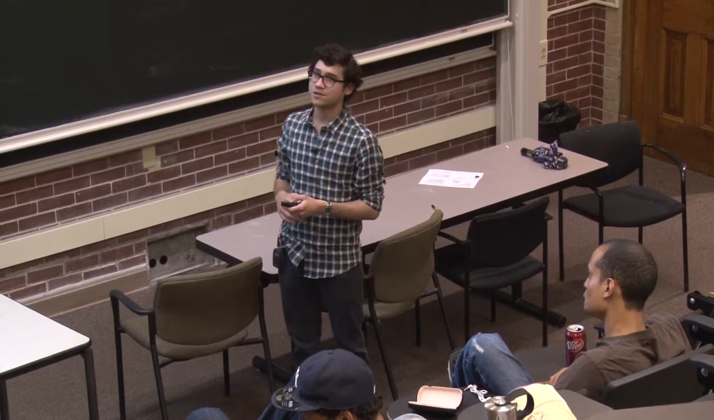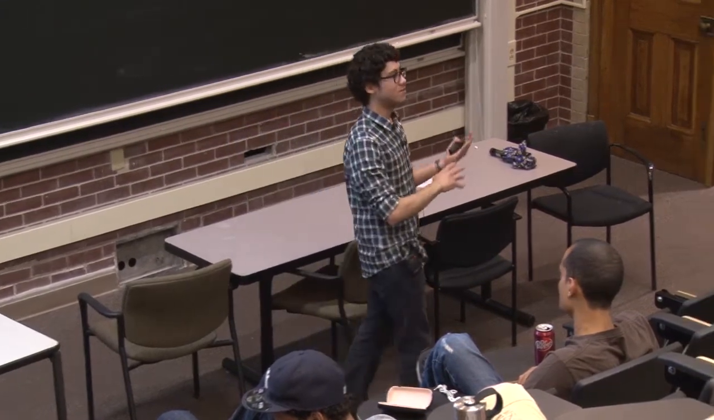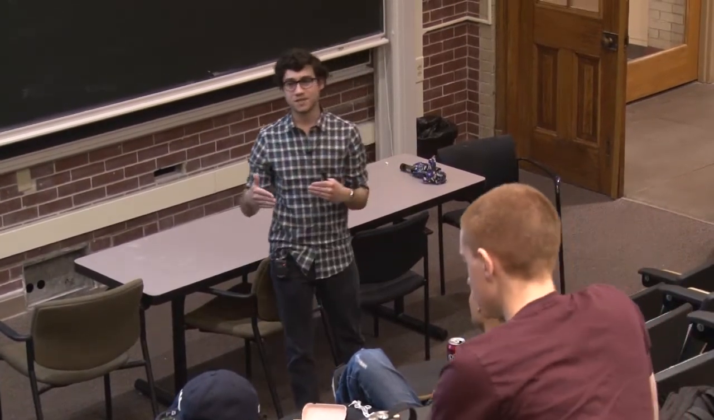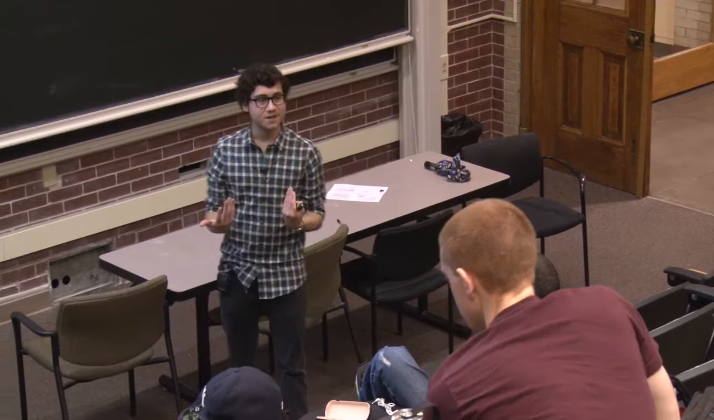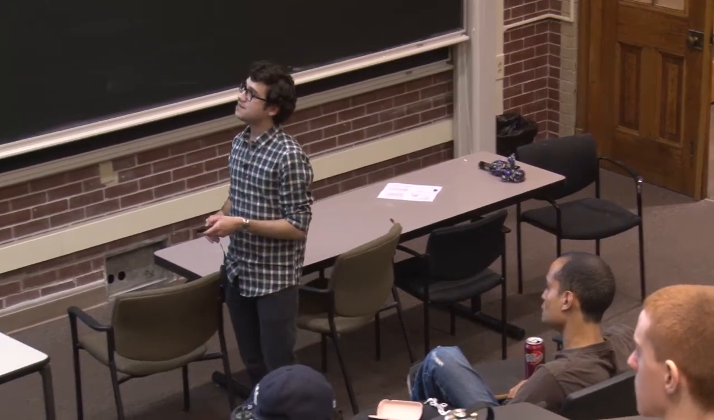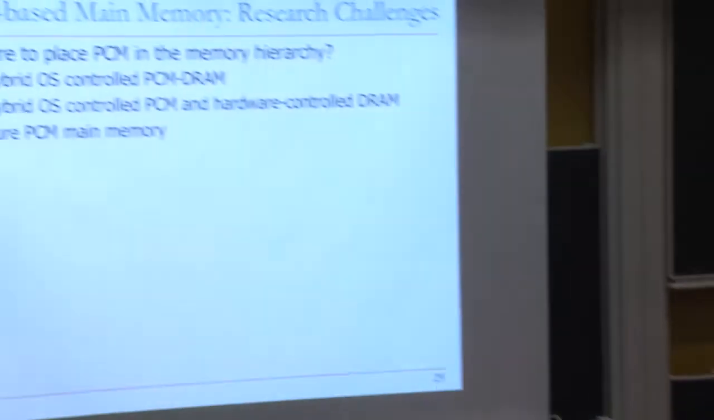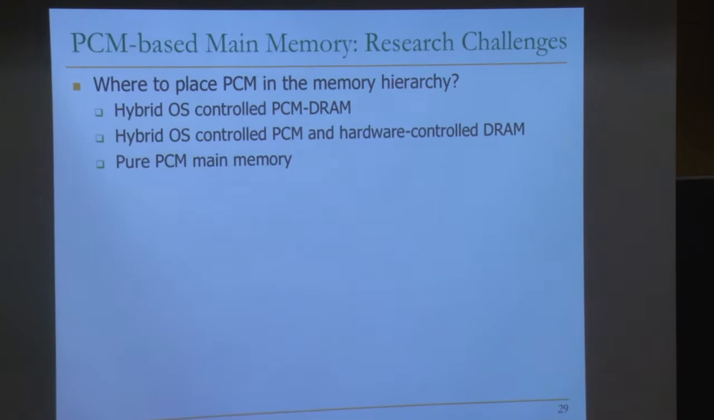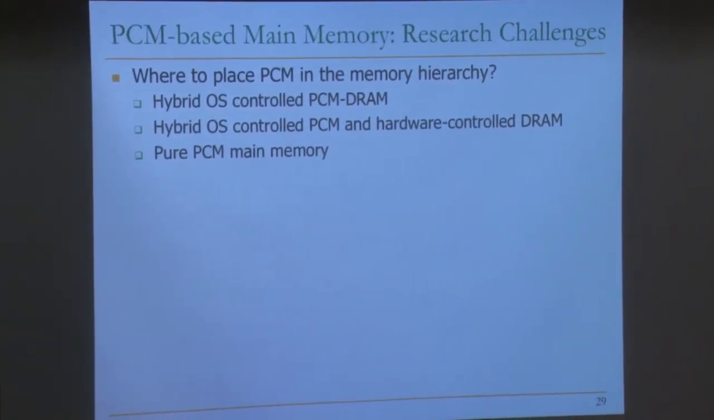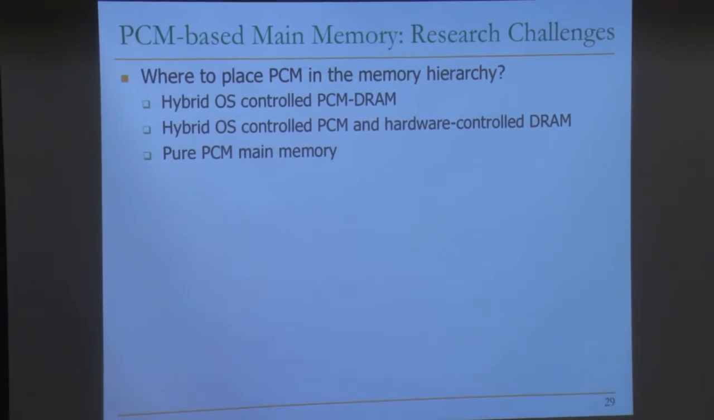OK, what are some research challenges? So these have been the technical side of phase change memory. Now we're going to transition into more of the exploratory side of how we can actually use these devices in systems. One question I talked about is where we want to place it in the memory hierarchy. I'm going to limit the discussion to just the main memory right now. We're not going to consider disk cache or on-chip cache, although those are also viable alternatives.